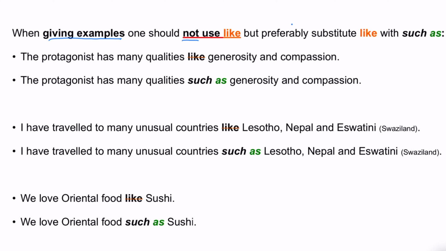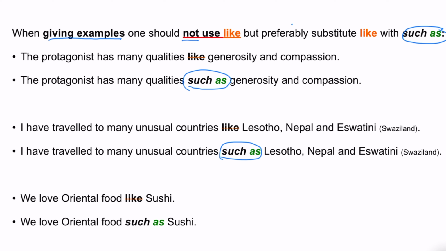And finally, when giving examples in formal situations, such as in academic texts, you should not use like, but you should substitute it with such as. The protagonist has many qualities like generosity and compassion. You should really say the protagonist has many qualities such as generosity and compassion. I've travelled to many unusual countries like Lesotho, Nepal and Eswatini, the old Swaziland. And you should really say I've travelled to many unusual countries such as Lesotho, Nepal and Eswatini, Swaziland.